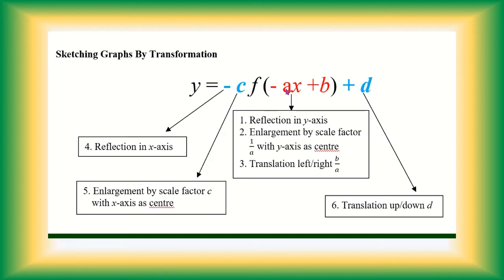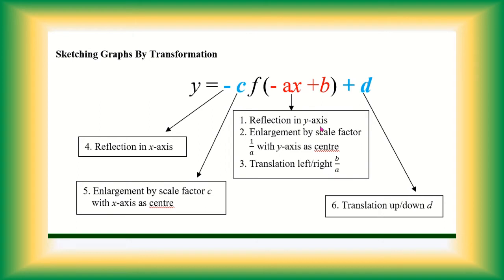After the reflection, we need to see if there is a constant multiplied with the variable x, which means we need to carry out enlargement by scale factor 1 over a, the constant, with y-axis as center. After the enlargement, we need to carry out translation in case there is a plus or minus b, and whether it is going to the left or to the right by b over a unit.